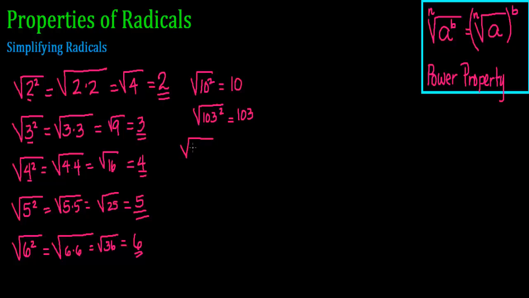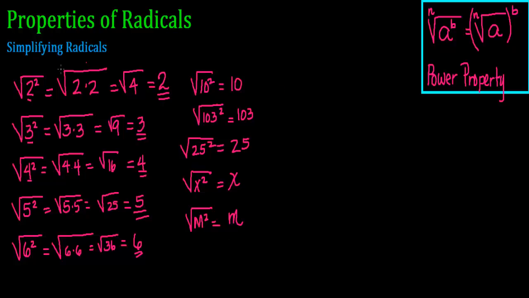Whenever I have the square root of 25 squared, that will equal 25. Okay? Whenever I have the square root of x squared, that will equal x. Square root of m squared, that will equal m, etc. I hope you see a pattern.